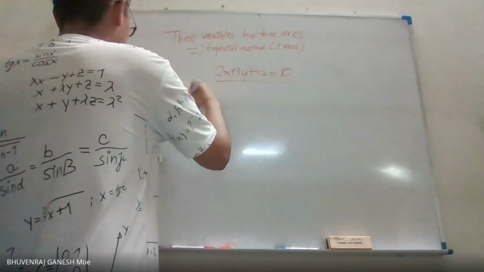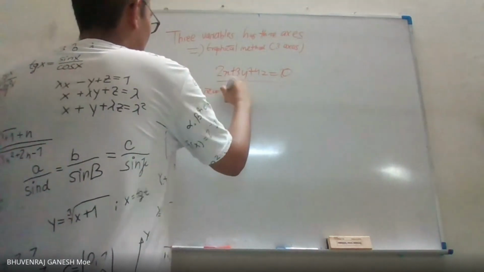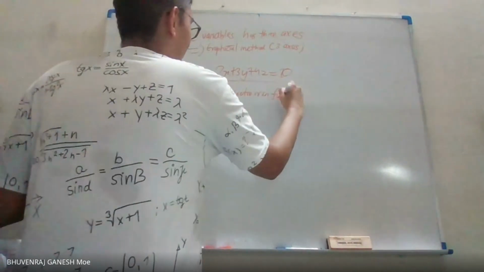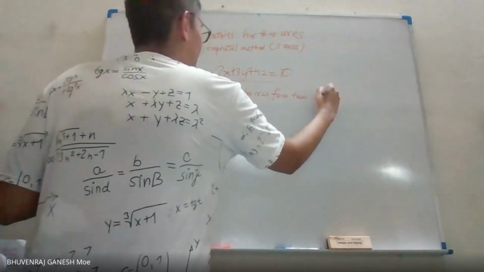Every linear equation in two variables forms a straight line, because there are only two variables, the power is 1, and it's a linear equation.